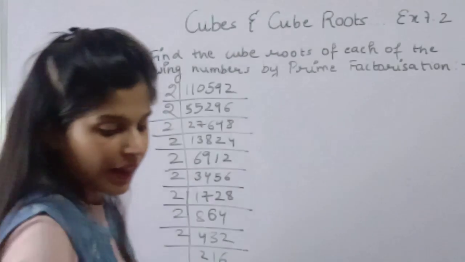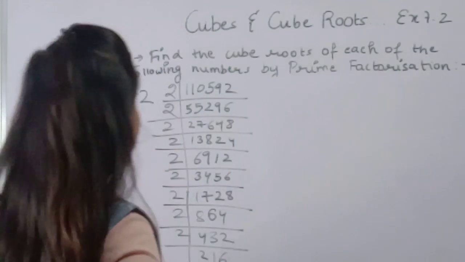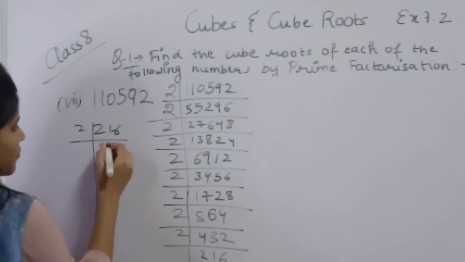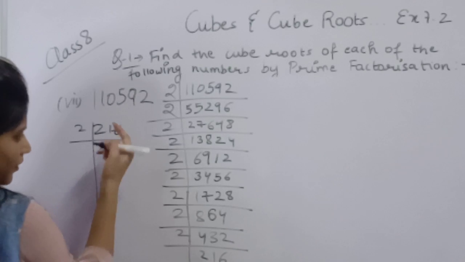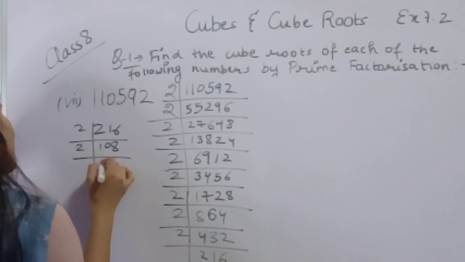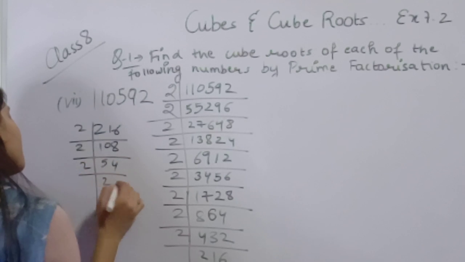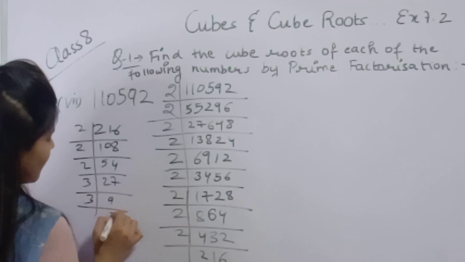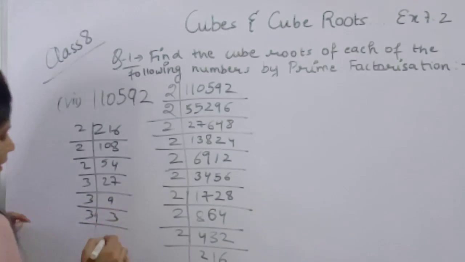Now 216. Now 216 again. 2 1s are 2, 0 as 0, and 2 8s are 16. 2 5s are 10, 2 4s are 8, 2 2s are 4, 2 7s are 14. Now 3 9s are 27, 3 3s are 9 and 3 1s are 3.